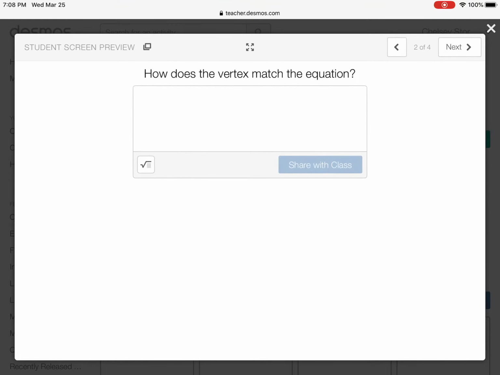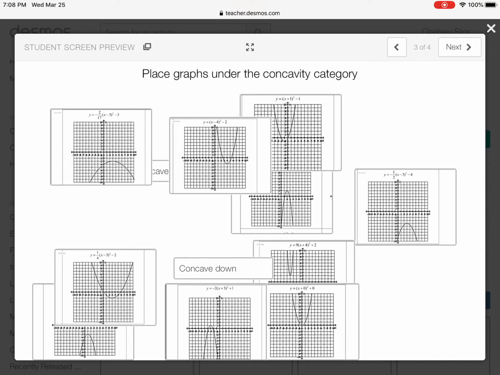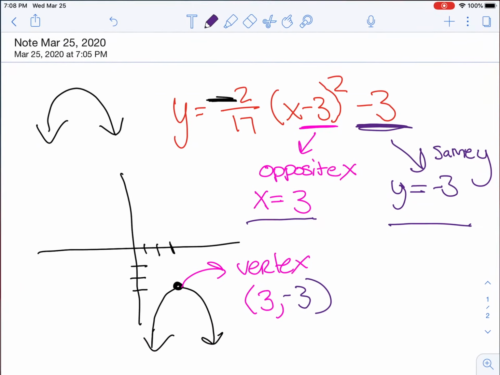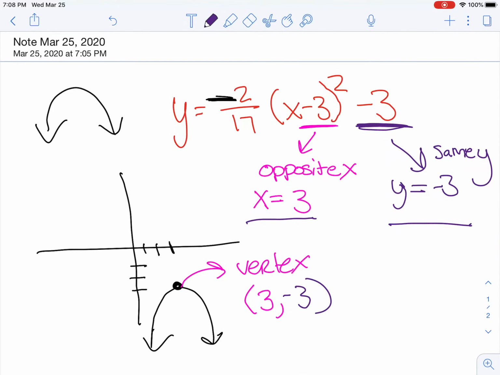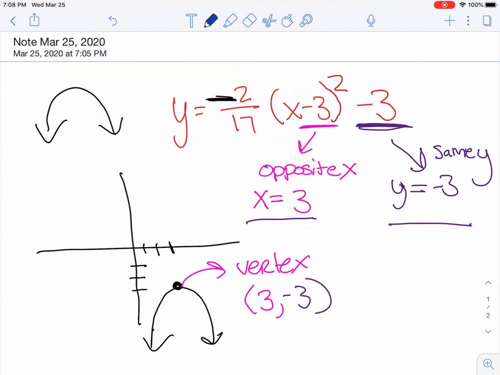Okay. Screen 2 asks, how does the vertex match to the equation? So I want you to give me words. I'm not going to tell you the words. I talked about it a lot in this video. How does the vertex match to the equation? Then it uses this word concavity. So it says place graphs under the concavity category. Concavity is this.